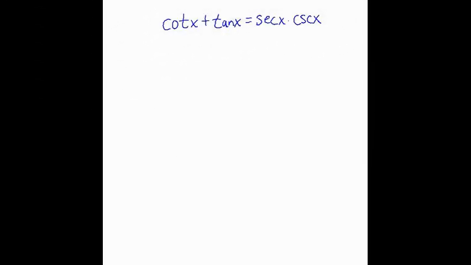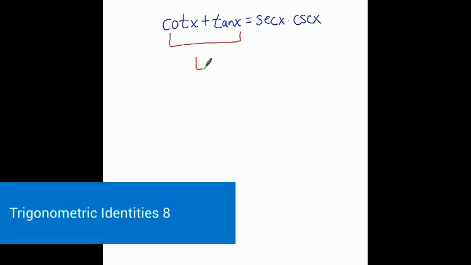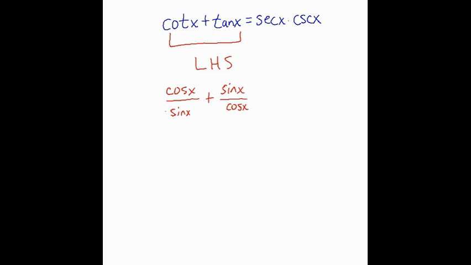In an identity where we have a sum equal to a product, I always like to deal with the side of the sum. It's easiest to deal with. So we're dealing with the left-hand side. We're going to write it in terms of sine and cosine. So what we're going to do is multiply to find a common denominator. So this will be cosine x, and this will be cosine x. This will get multiplied by sine x, and this will be sine multiplied by sine x.